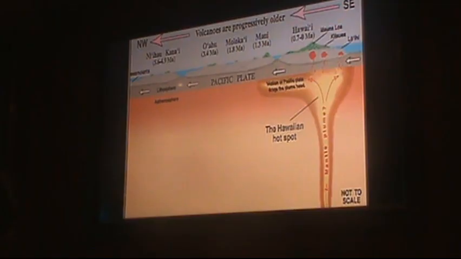And this is how all of these islands were formed. And you can think of Kauai around 5 million years ago. And of course you would expect the next island to be a little bit younger.